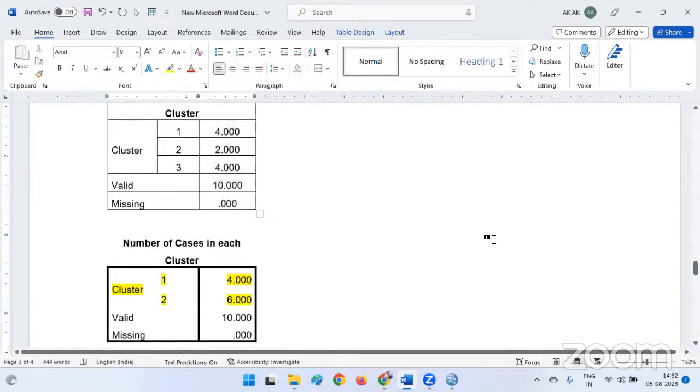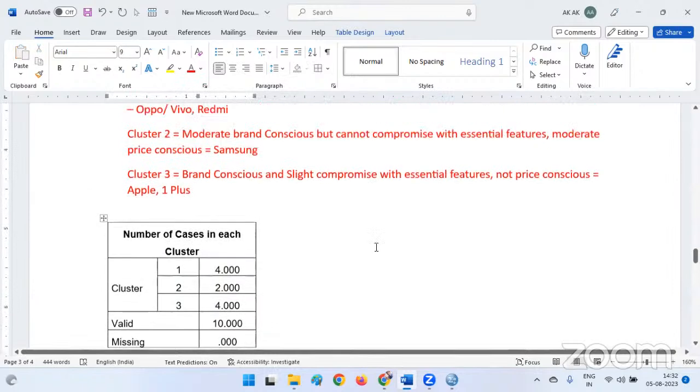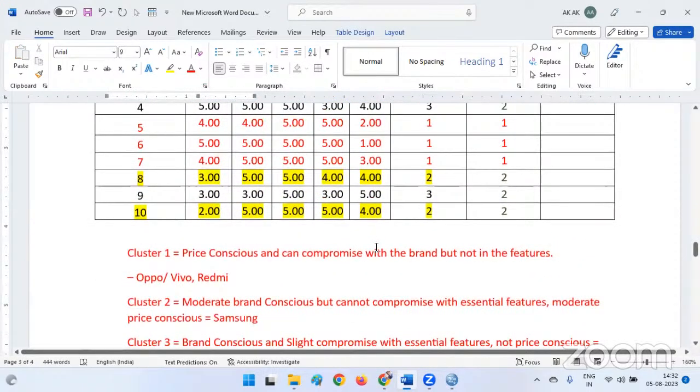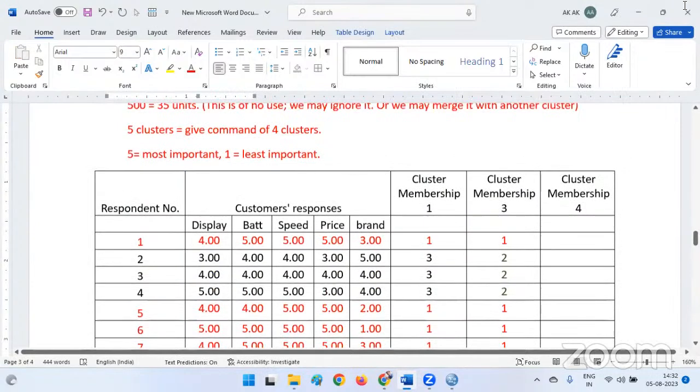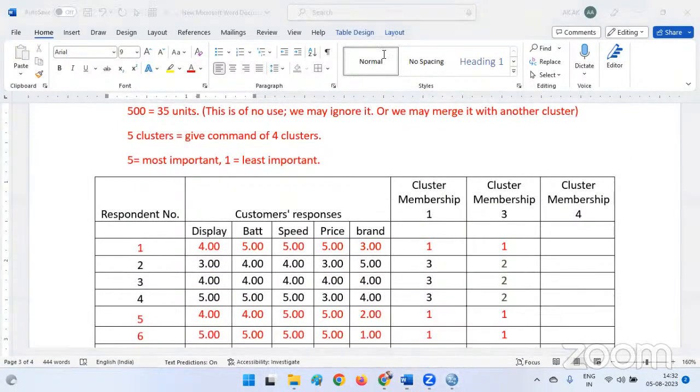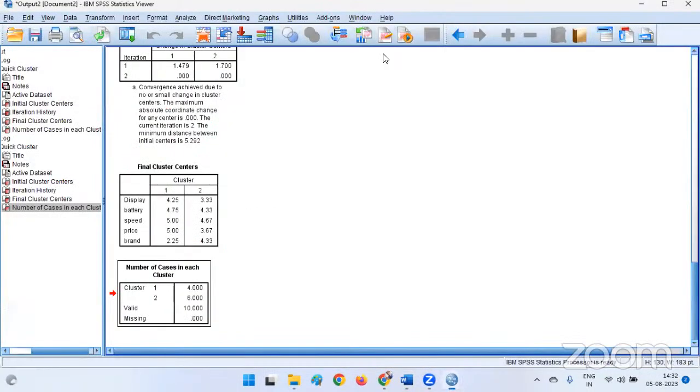This is initial understanding about the cluster analysis. If you have any questions, you can ask. Otherwise, we will move to the second phase of cluster analysis. So there are no questions here. Okay, so we will start the second part now.